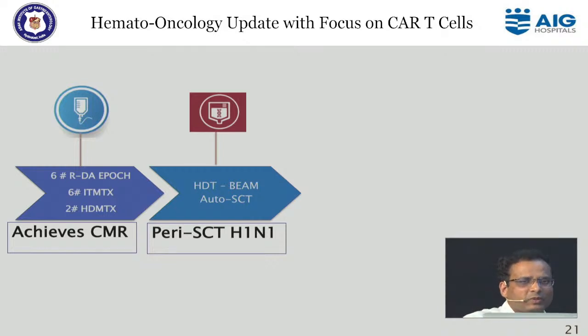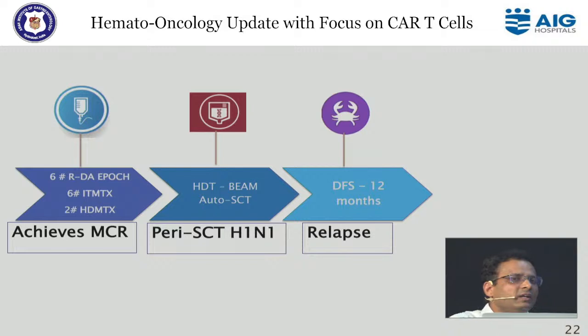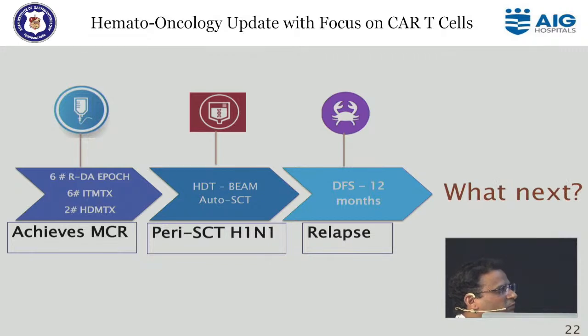Her peri-transplant period was stormy. She had swine flu, but she recovered. And with a disease-free survival of almost close to 1 year, she has a relapse. What next in such cases? So, she is a 29-year-old fit lady, post 6 cycles of R-DA-EPOCH and autologous transplant. What are your options in 2022?